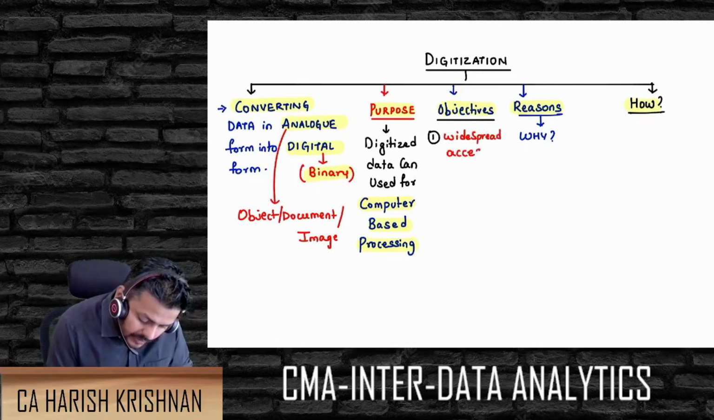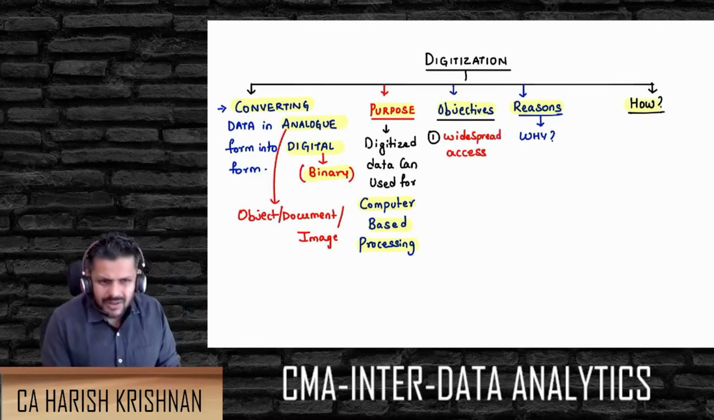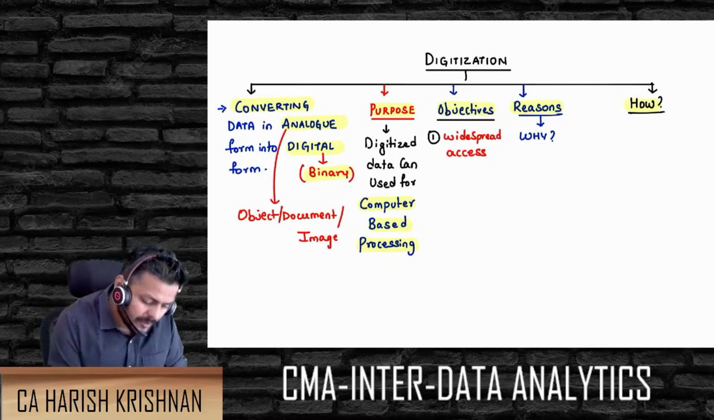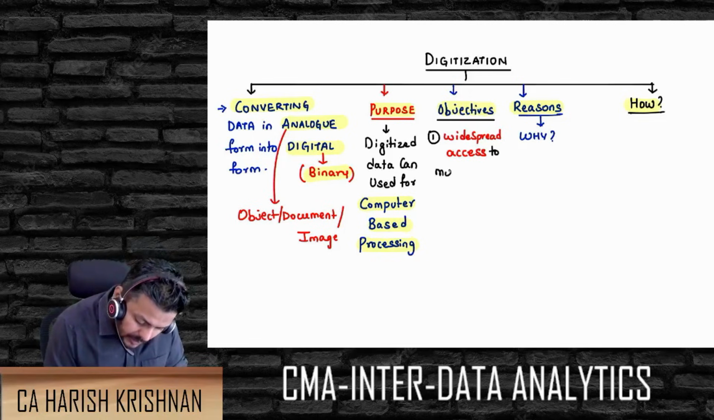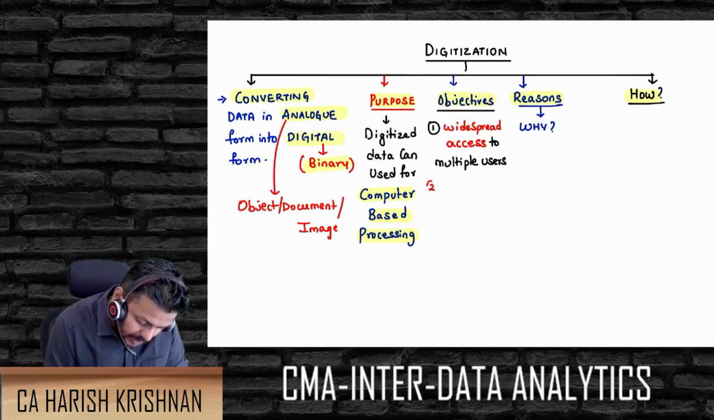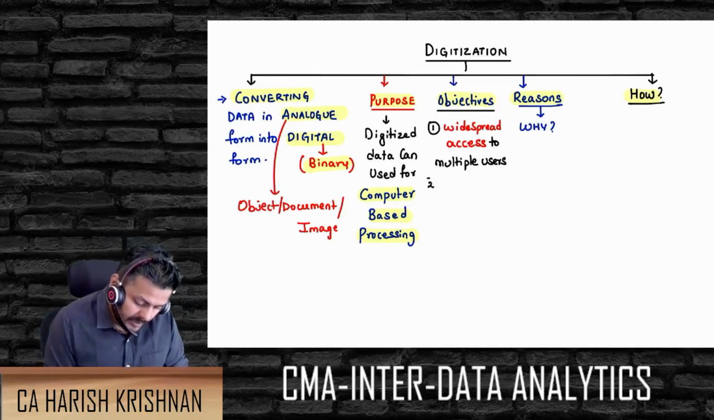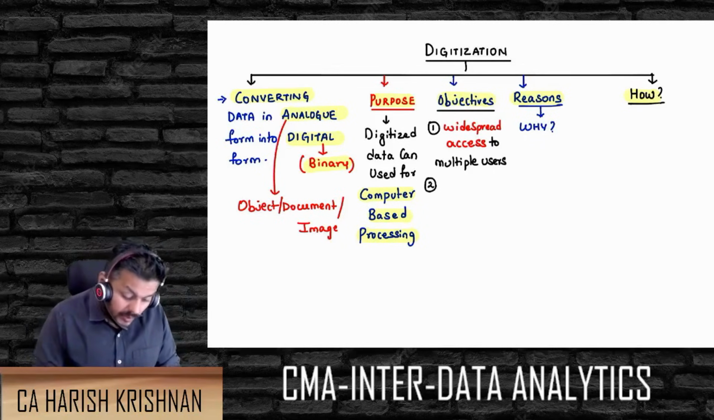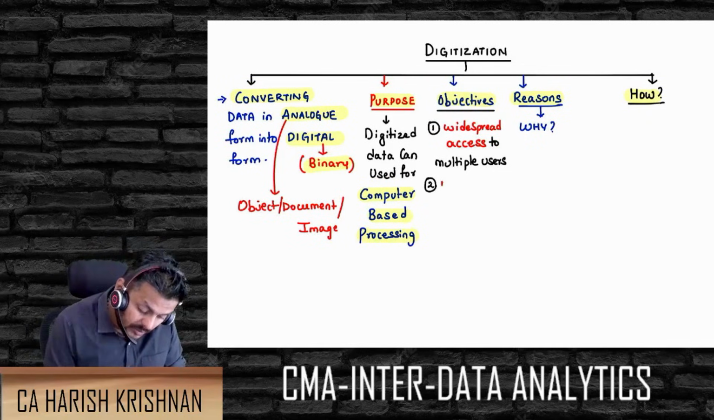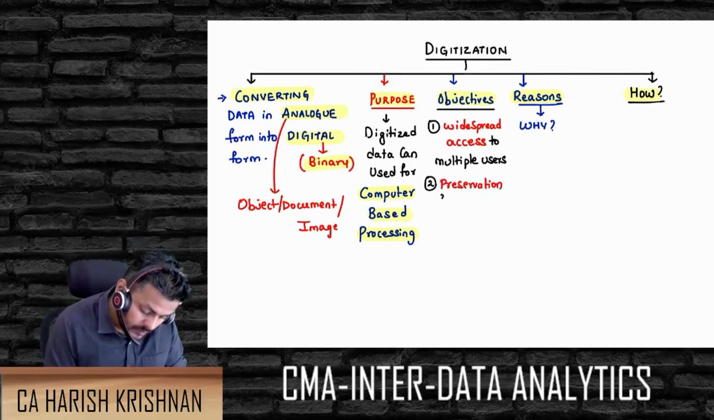If you want you can write the sentence, or I think it's better that you write widespread access to multiple users. And the second point, the objectives. Again here it is about preservation for future use. What is the keyword? Preservation for future use.